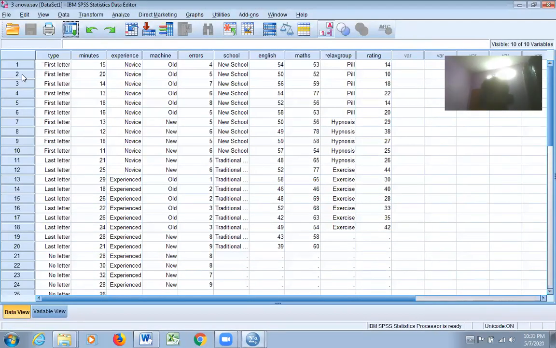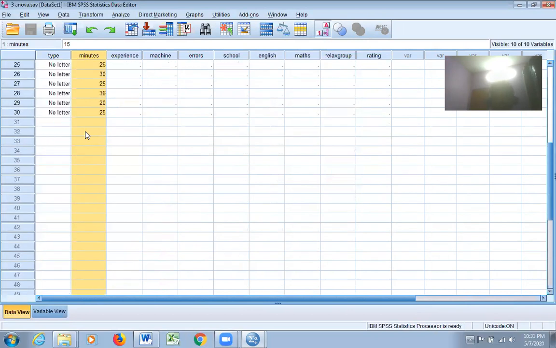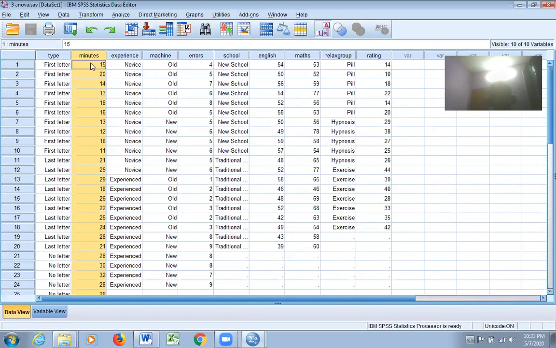You can see here, the first two columns we'll take for the one-way ANOVA analysis. This is type, this is minutes. The second column denotes that I have collected data from around 30 respondents. Here minutes means the number of minutes they have taken to solve a puzzle, to solve an anagram. Anagram means jumbled words. Every respondent was given 5 anagrams, and we divided the respondents into 3 groups. First, around 10 respondents were given a hint on the first letter.